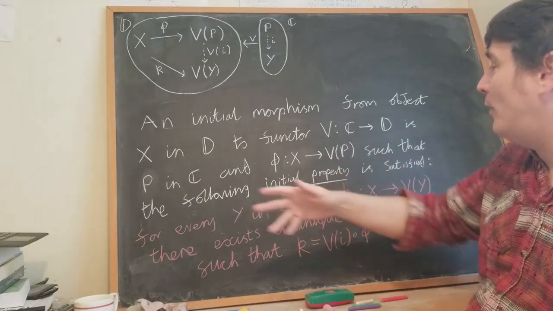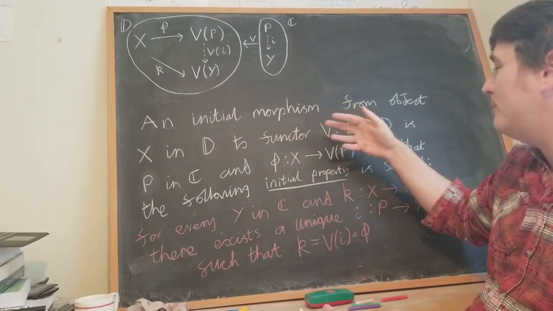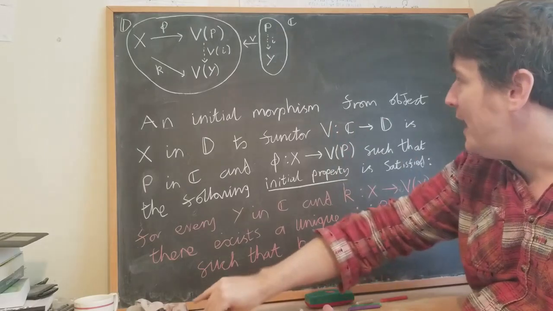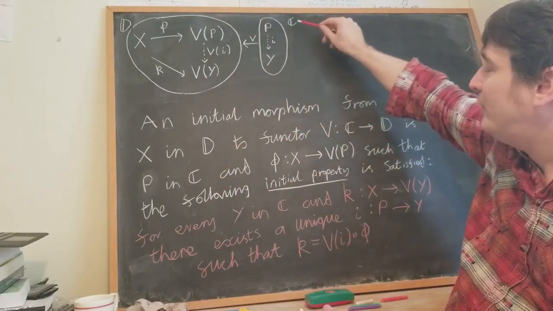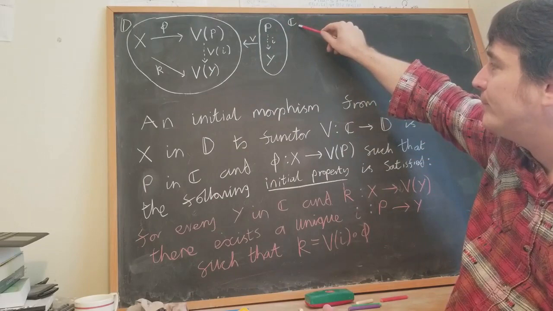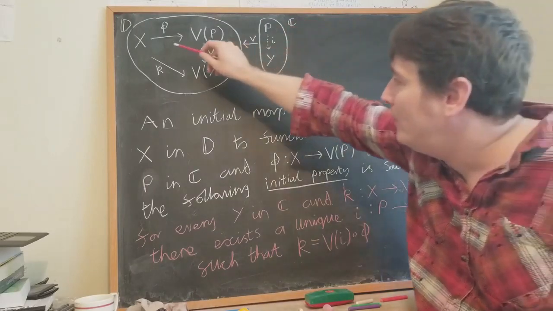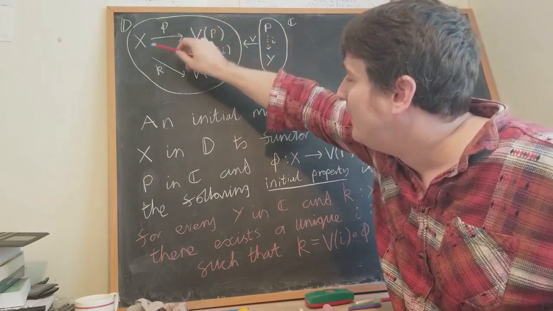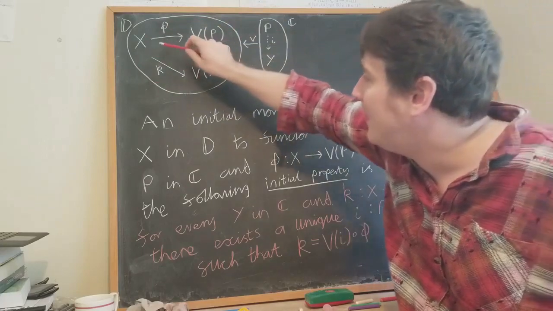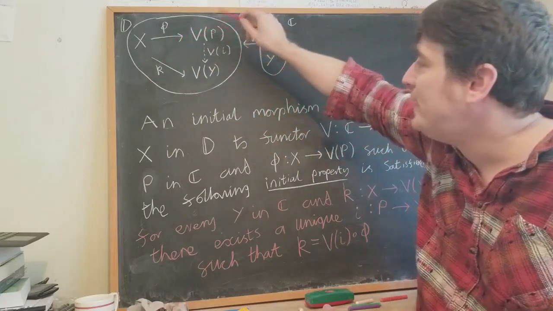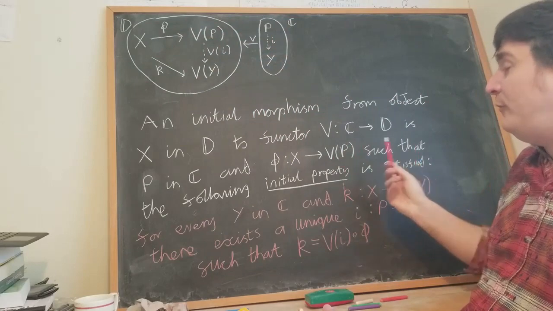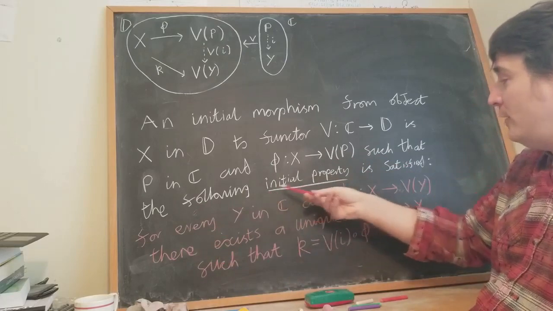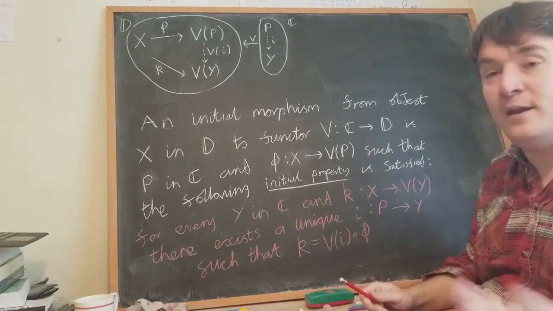So, okay, what is this thing then? What is the initial morphism? Well, it's actually two things. It's an object P in the source category C here, and it's an arrow, so it's an object P paired with an arrow phi in this target category, and that goes from X into V of P. And it has to be such that the following property is satisfied, this property written in red, this property called the initial property. What is the initial property?